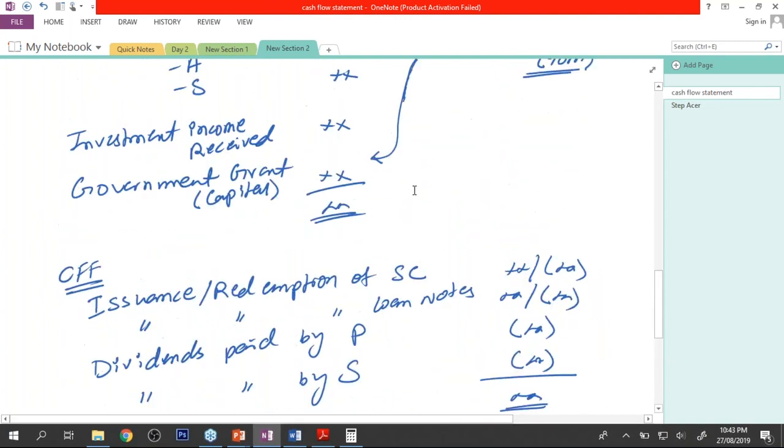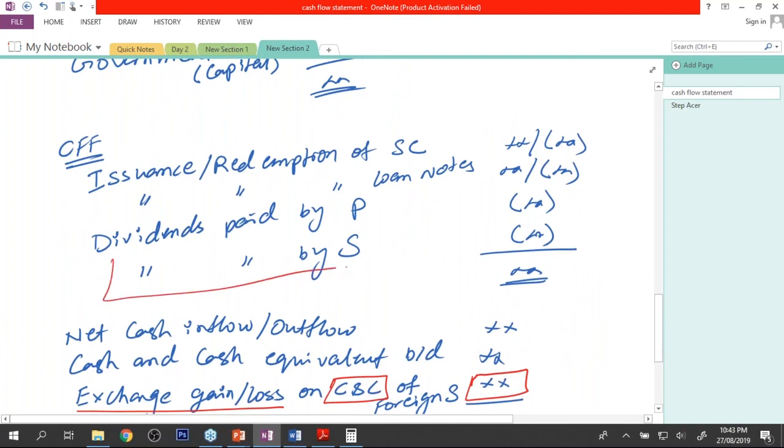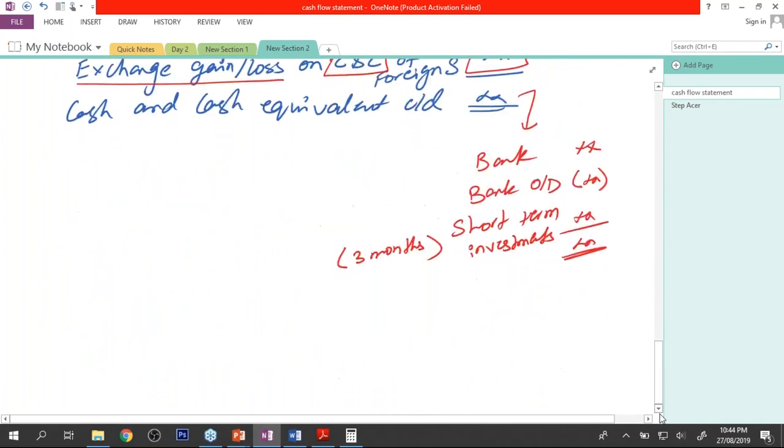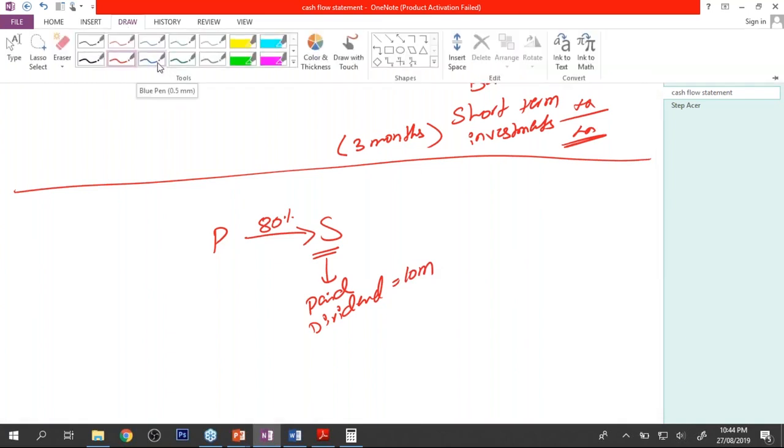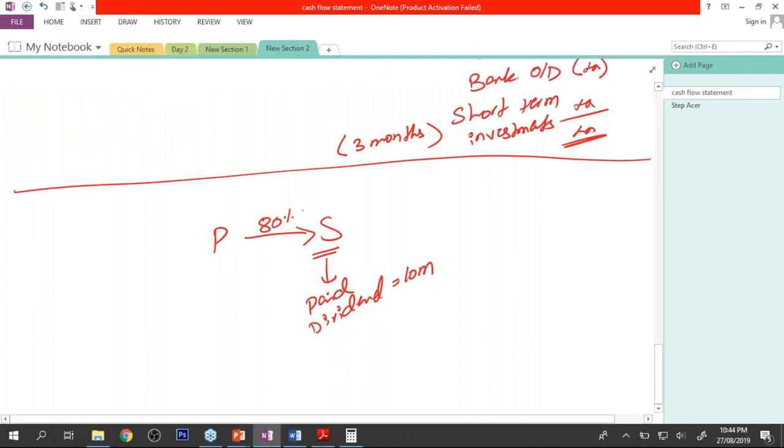Now, when we talk about the dividends paid by subsidiary, we need to incorporate one thing which is very important. Let's suppose we are the parent and we have 80% holding on a subsidiary, and the subsidiary has paid a dividend of, let's say, $10 million. Obviously 80% of that will be received by the parent. So parent gets a dividend of 8 million.